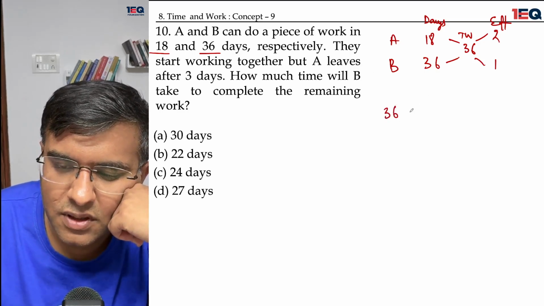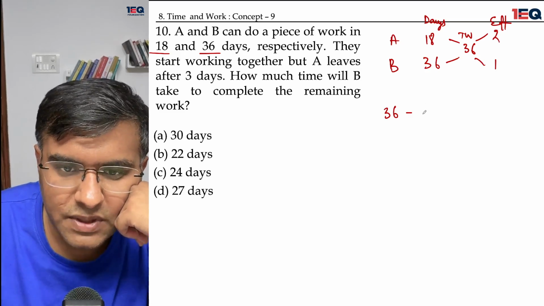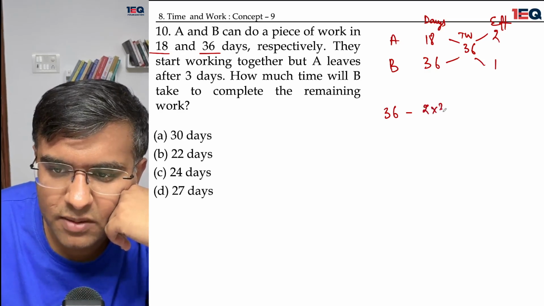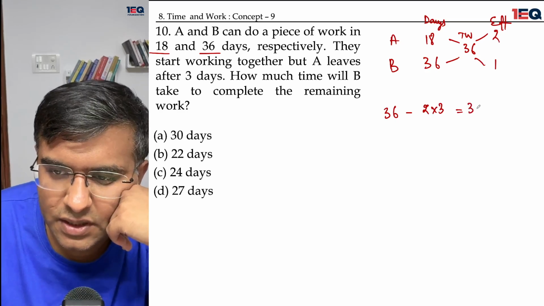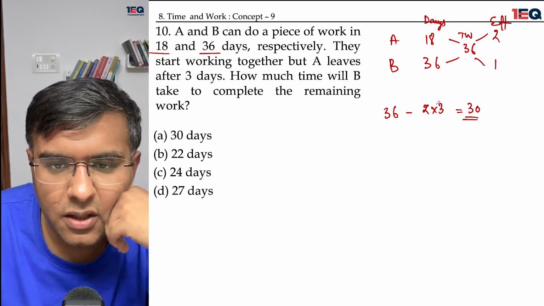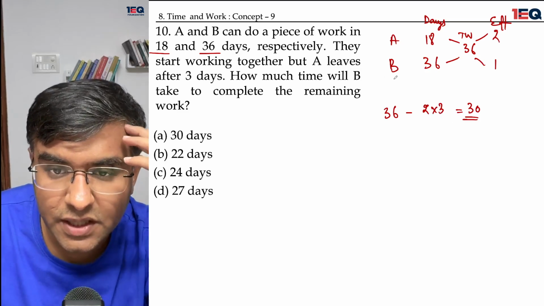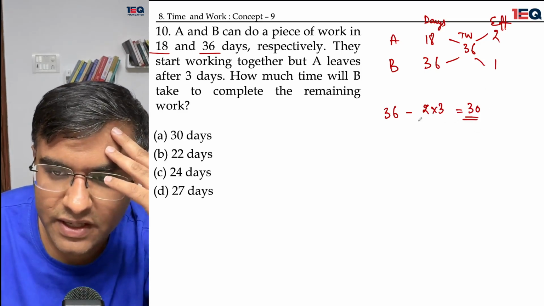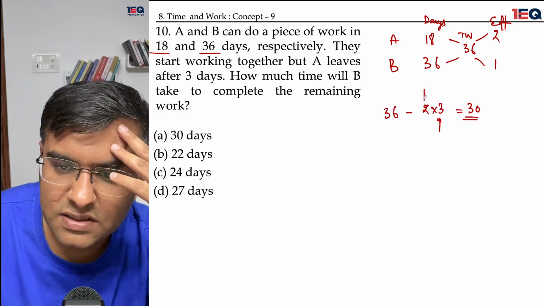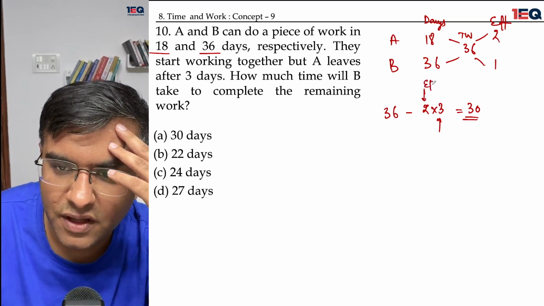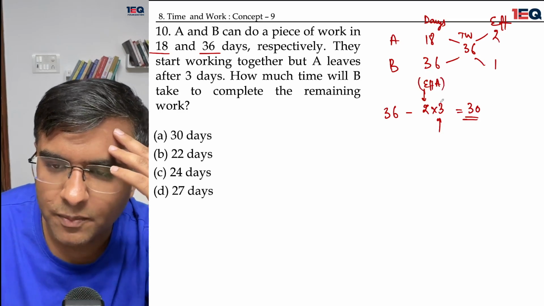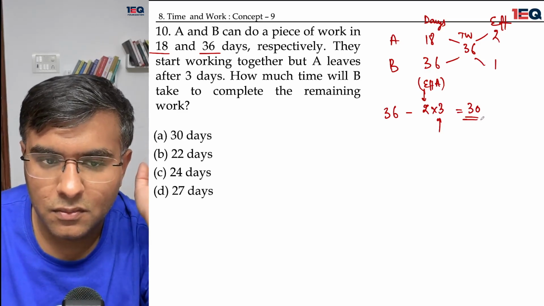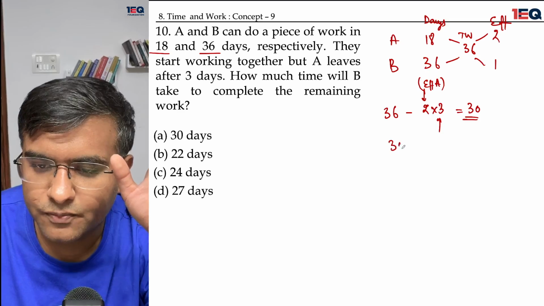36 was the total work. I need to subtract the work done by A: 2 multiplied by 3, which is equal to 6. This gives me 30, right? They start working together but A leaves after 3 days. These are the number of days before A leaves, and this is the efficiency of A. So 30 is the remaining work which needs to be completed by B alone.